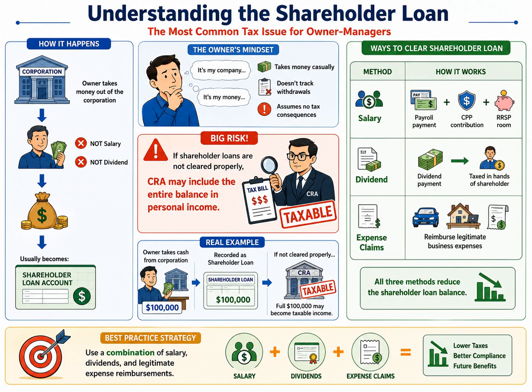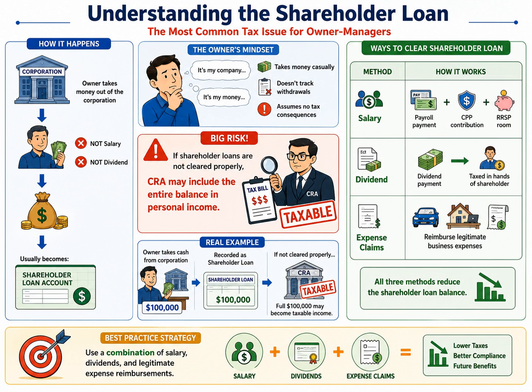The shareholder loan account is one of the most important concepts every tax preparer must understand, because it is also one of the most common sources of tax problems for owner-managed corporations. When an owner takes money out of the corporation without treating it as salary or a dividend, the amount is usually recorded in the shareholder loan account. Many business owners casually withdraw funds, don't keep proper records, and assume that because they own the company, the money is automatically theirs. However, from both a legal and tax perspective, the corporation and its shareholder are separate entities.